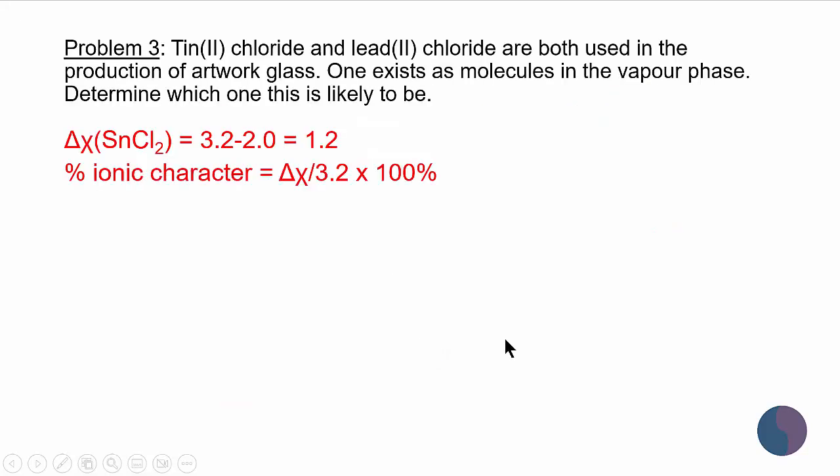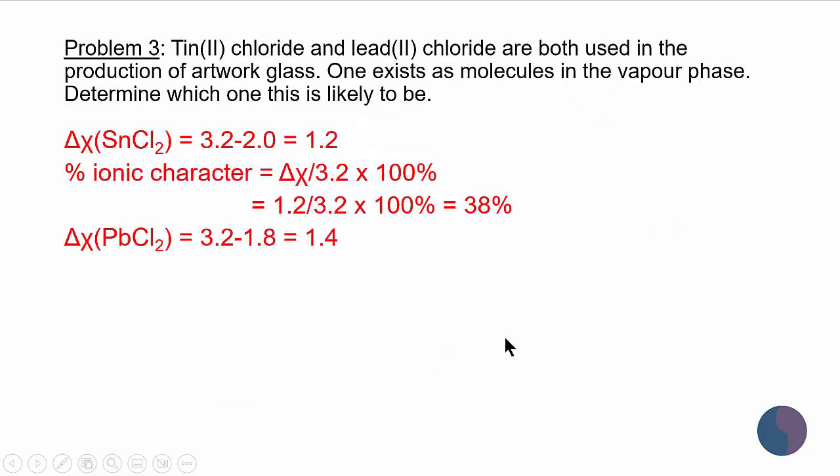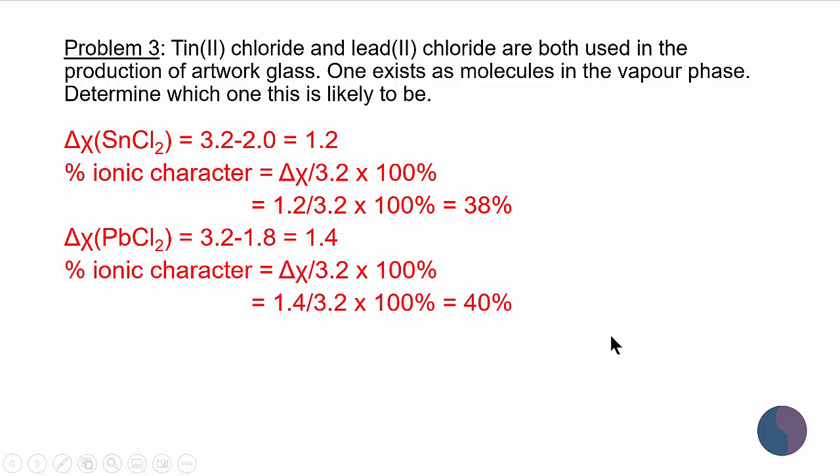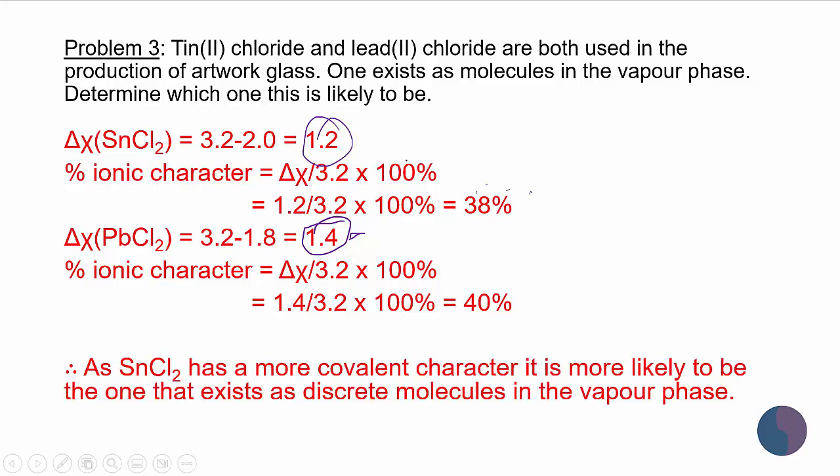Lastly, problem 3. One of those two compounds can actually form a molecule in the vapor phase. You may be given these values, but even if you look up the electronegativity difference, this one's larger. So that one has more ionic character than this one. The tin chloride is less ionic, so more likely to have more covalent character. So if this actually occurs, you'd guess that it's the tin chloride, not the lead chloride.